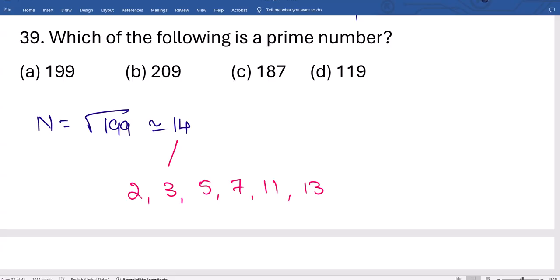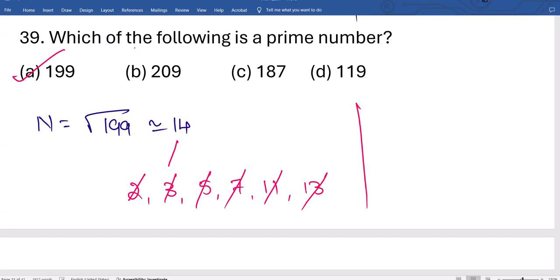Now, is 199 divided by 2? No. Is it divided by 3? Sum of digits, no. Is it divided by 5? No. Divided by 7? 7 twos are 14, 59. No. 11 ones are 11, 89. No. 13 ones are 13, 69. No. Then it's a prime number. It's a prime number.